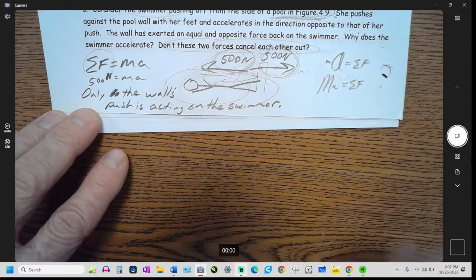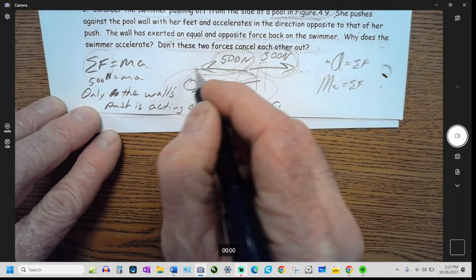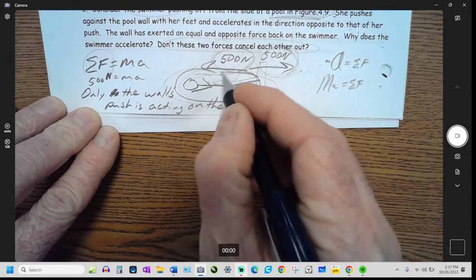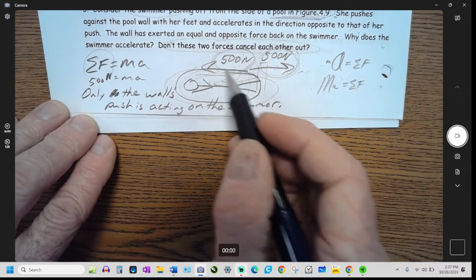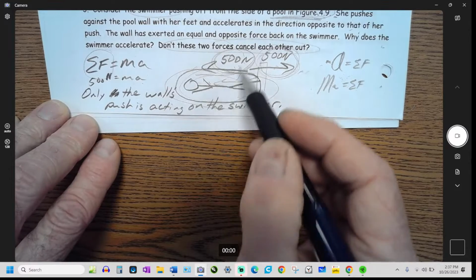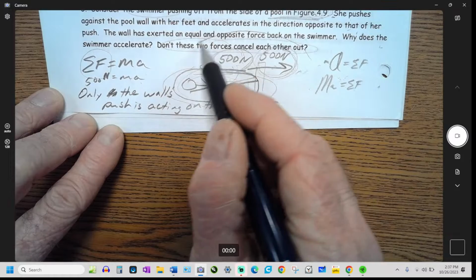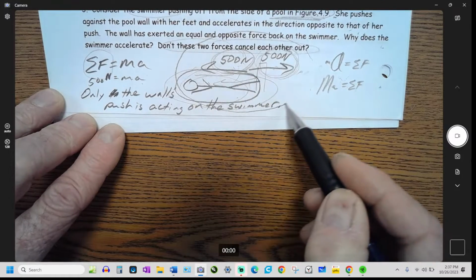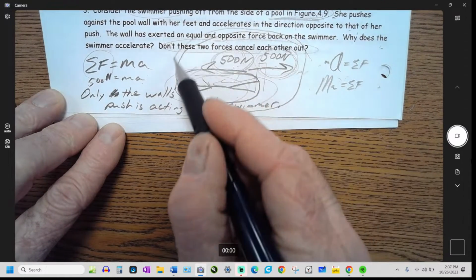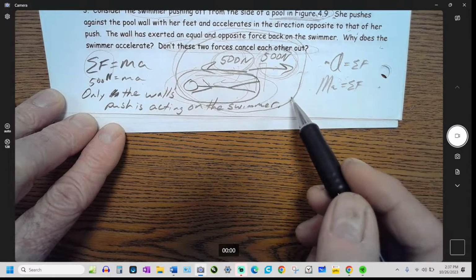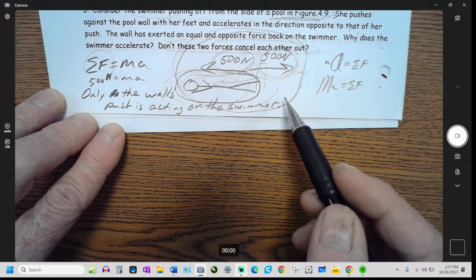So the idea here is that the system in this question is just the swimmer. And we figure out all the forces acting on the system, and there's just one. Now, if the system were the entire Earth, including the swimmer and the wall, what would the net force exerted on the entire Earth be? 0.